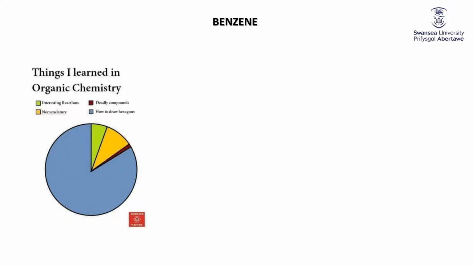So I thought it would be fun to put together a quick video on the reactions of benzene, because we look at benzene ring reactions when we're doing the two-step reaction. So anyway, benzene is of course the typical hexagonal molecule that people really tend to associate with organic chemistry. And indeed, there's a funny little meme, things I learned in organic chemistry: interest in reactions, nomenclature, i.e. naming stuff, deadly compounds, and then how to draw hexagons. So there's a hexagon of benzene, C6H6.